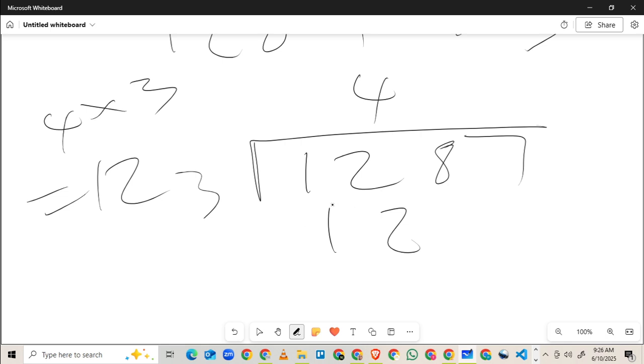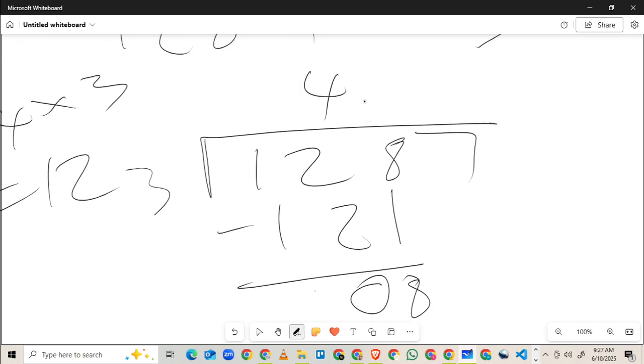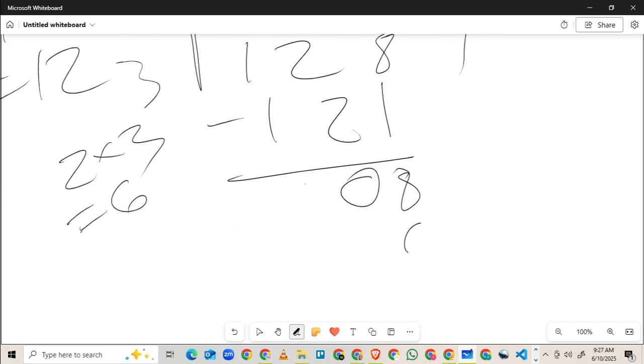After you're gonna say, we're gonna say 12 minus 12 is 0, right? And we're gonna bring down the 8. And we're gonna say how many times does 3 go into 8? 2 times. So we're gonna say 2, right? And then we're gonna say 2 times 3 is equal to 6, right? But then we're gonna say 8 minus 6 is 2. Then we're gonna bring down the 7.